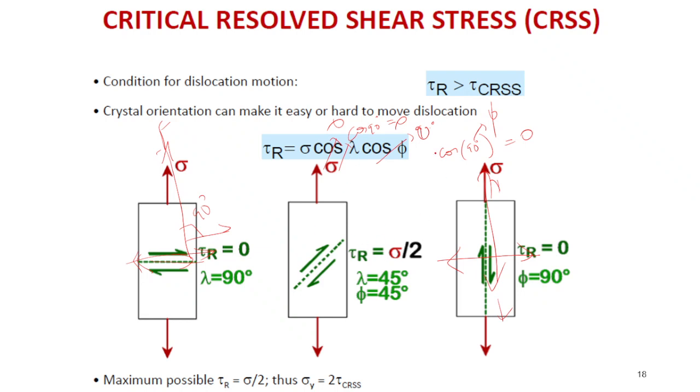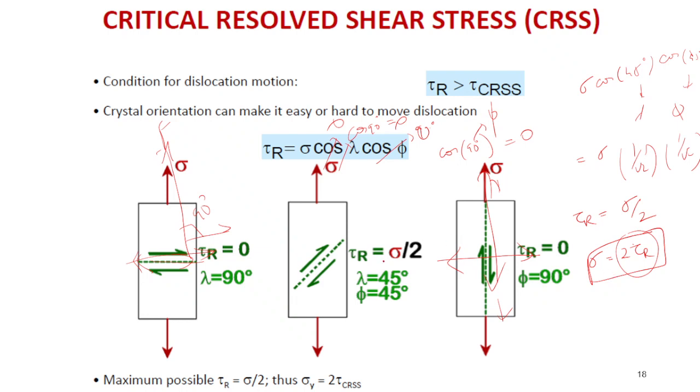Whereas if we now put 45 degrees, sigma into cos 45 and cos 45, this is lambda and this is phi, we get sigma into 1 by root 2 into 1 by root 2. So we get sigma divided by 2, or for the tensile load applied we get 2 times the resolved shear stress. As a result, there is failure in this 45-degree direction. So this is how they were able to conclude that usually the deformation occurs in general along this 45 direction plane.